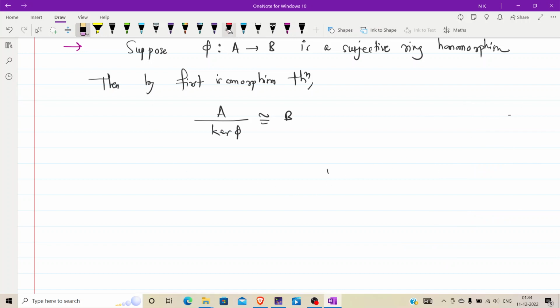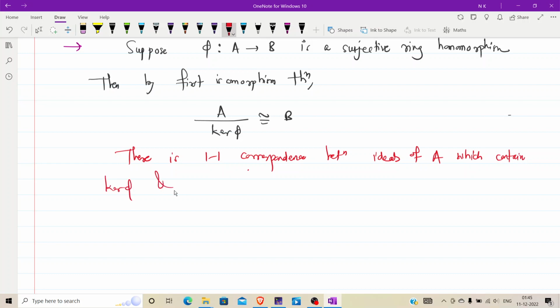So let me show you now. By one-to-one correspondence, let me write it in a precise way: there is a one-to-one correspondence between ideals of A which contain kernel of phi and ideals of B.